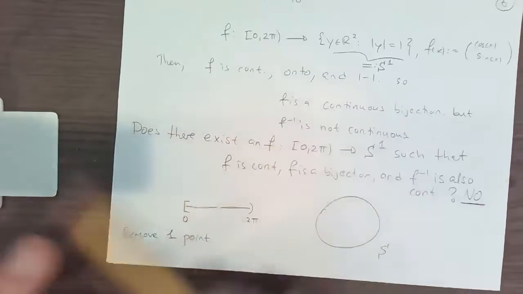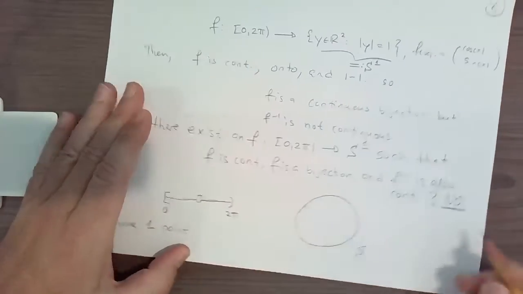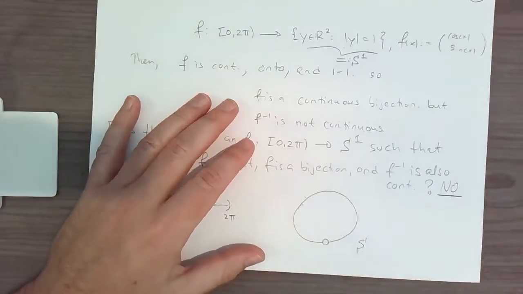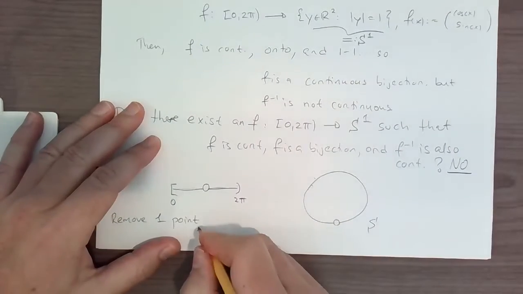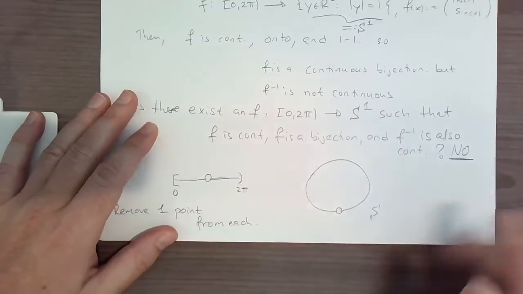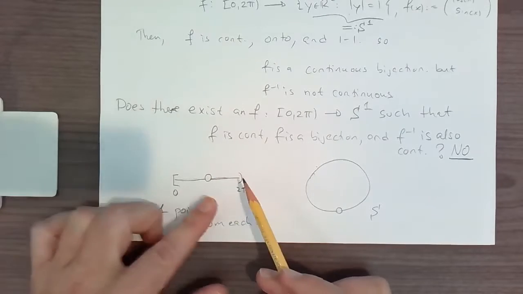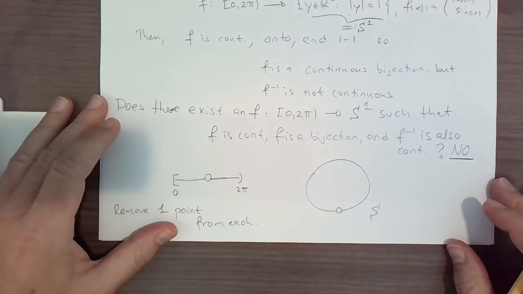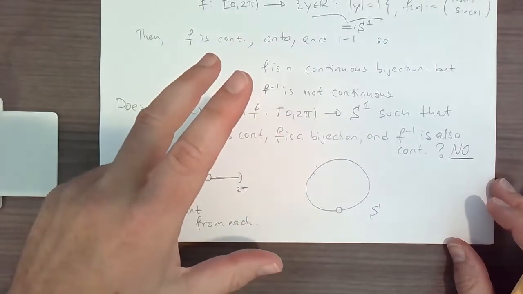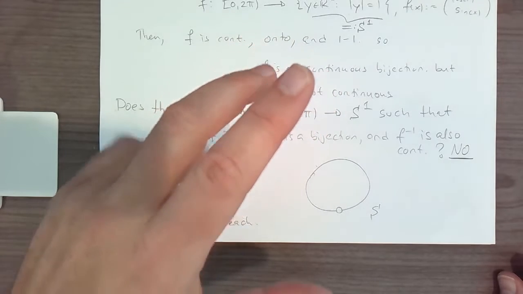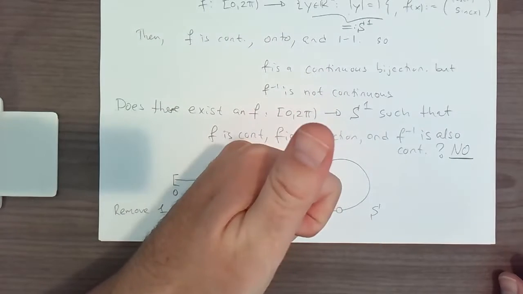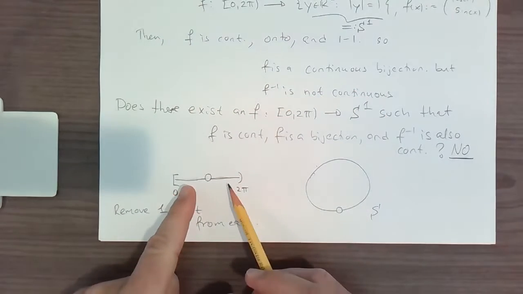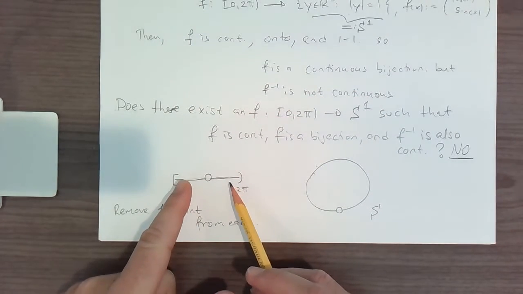Remove this point here. I'm going to make a hole in this one, and a hole in this one. So remove 1 point from each. What can you say about this set that has a hole in it and this set that has a hole in it? Well, we have 2 concepts in this class that are topological invariants: compactness and connectedness. Is this set here compact?